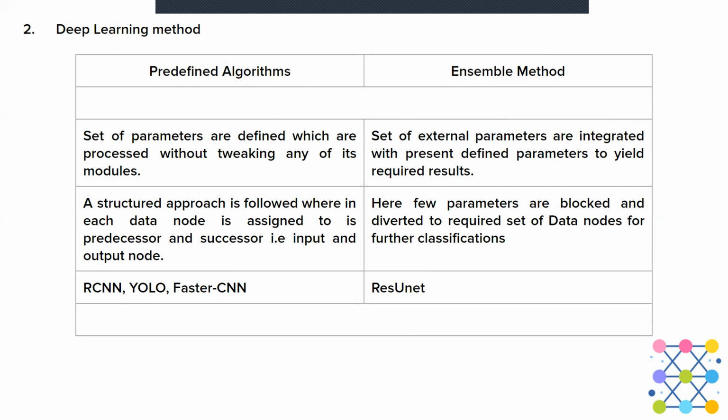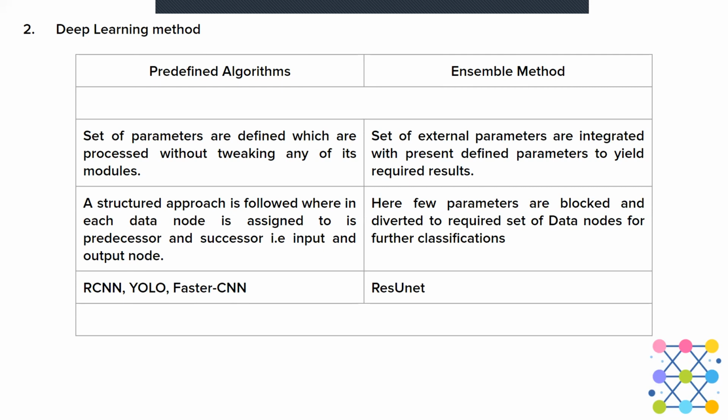In contrast to the ensemble method, a set of external parameters are integrated with the present defined parameters to yield a required result. And here a few parameters are blocked, which are currently diverted to the required dataset nodes for further classification, or according to the need of the user itself. So for predefined algorithms, here are some examples.